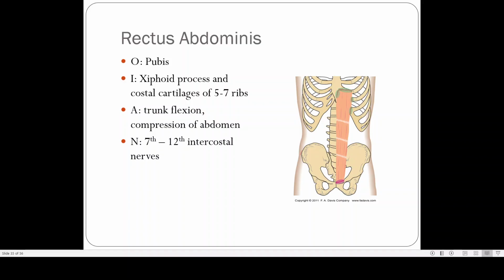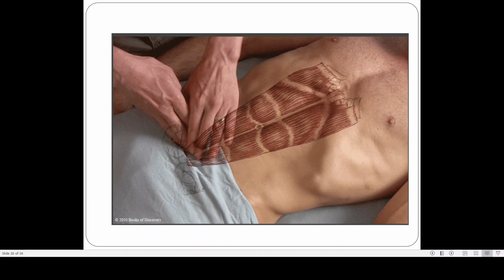The innervation is the 7th through 12th intercostal nerves. And you have one on each side. It's connected by the linea alba that runs down the middle, which means white line, and it's just a fibrous tissue. So there you can see. You can also see that the rectus abdominis has 6 to 8 fibrous bands that run horizontally across it. That's what causes the definition that we see in some individuals.